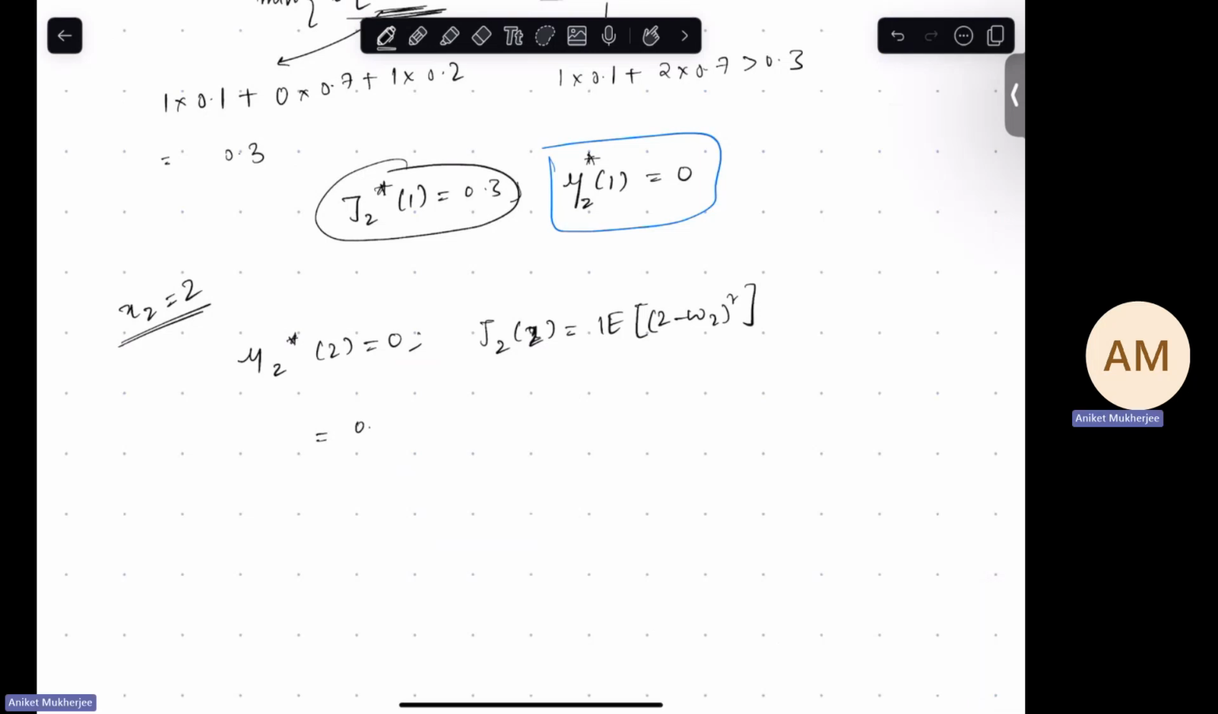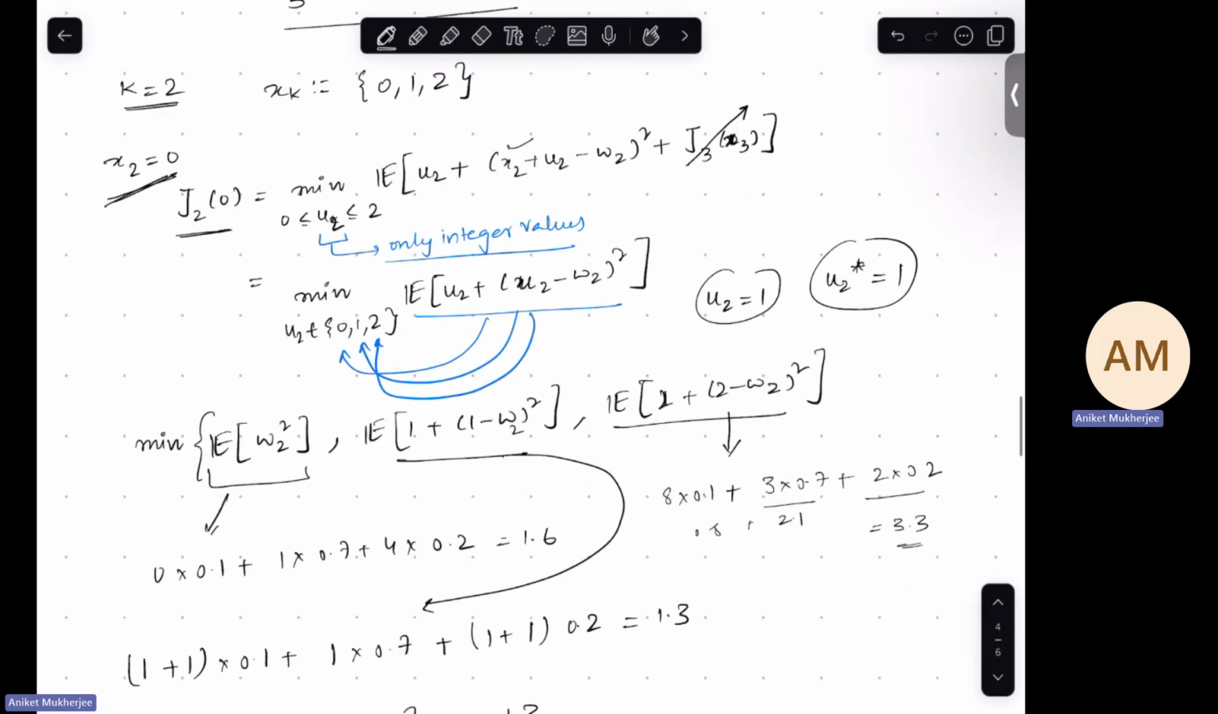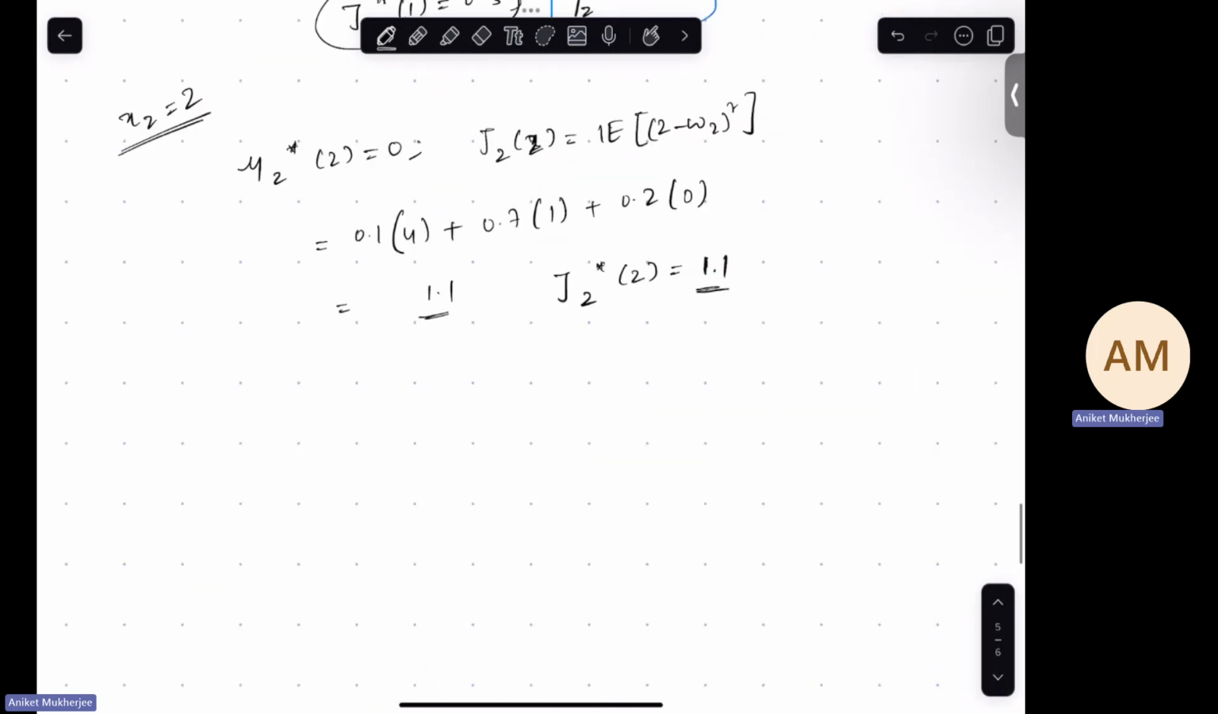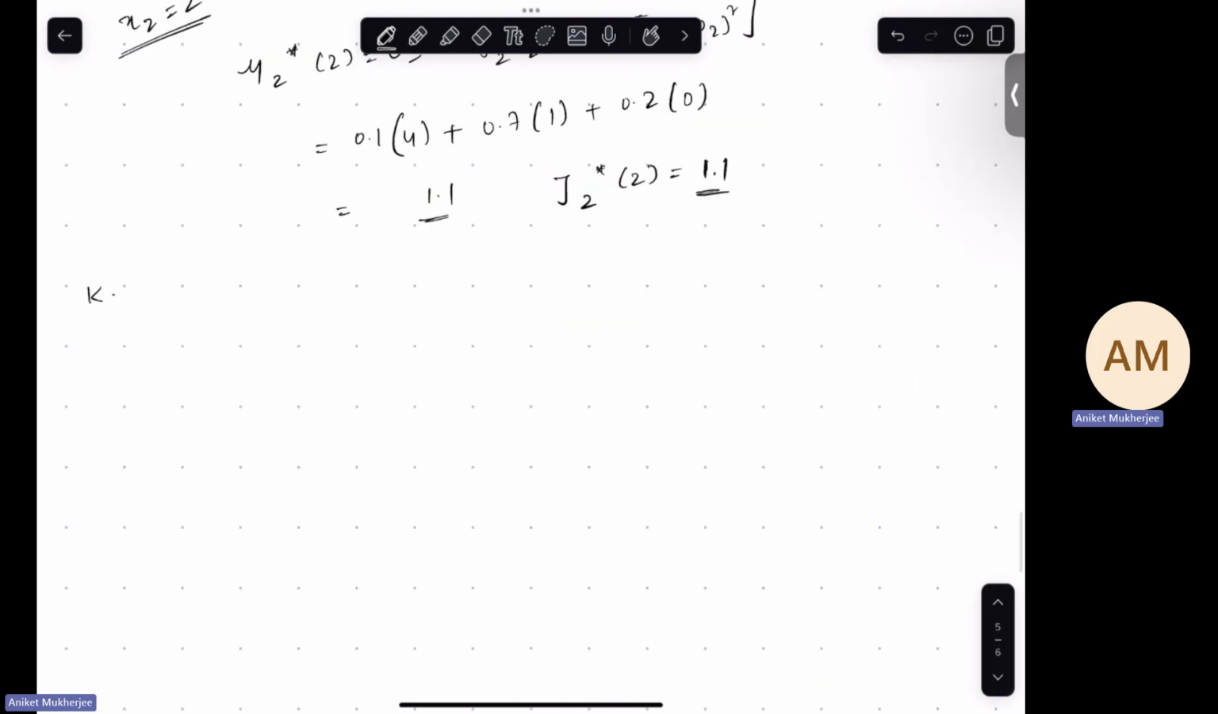This becomes 0.1 into 4 plus 0.7 into 1 plus 0.2 into 0. So basically 0.7 plus 0.4, which is 1.1. So your J2 star 2 is 1.1. So we have done with this K2 equal to 0. Now we have to do it for K equal to 1. So I'll write down K equal to 1.